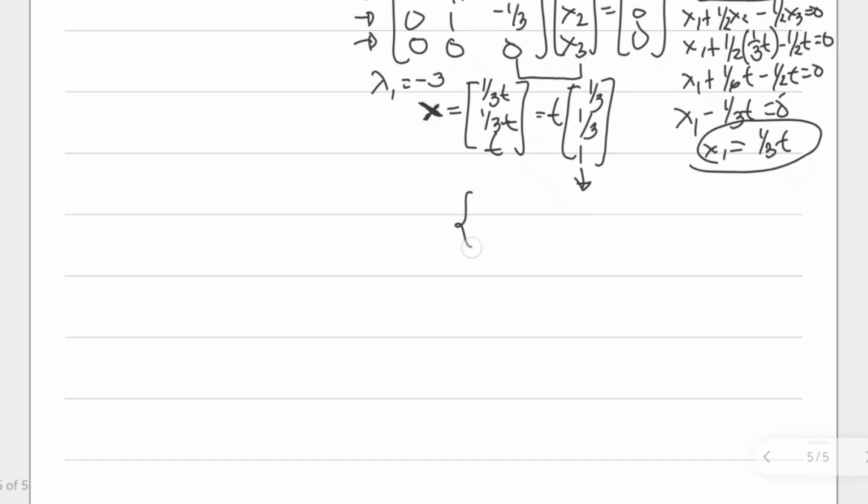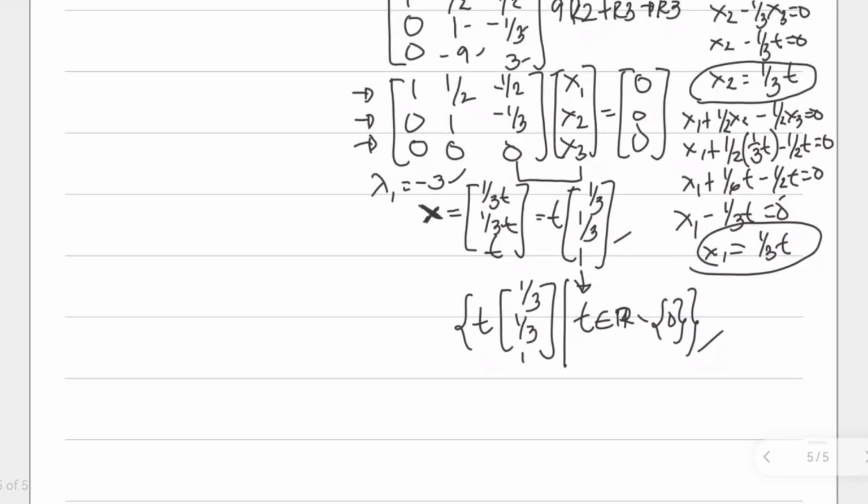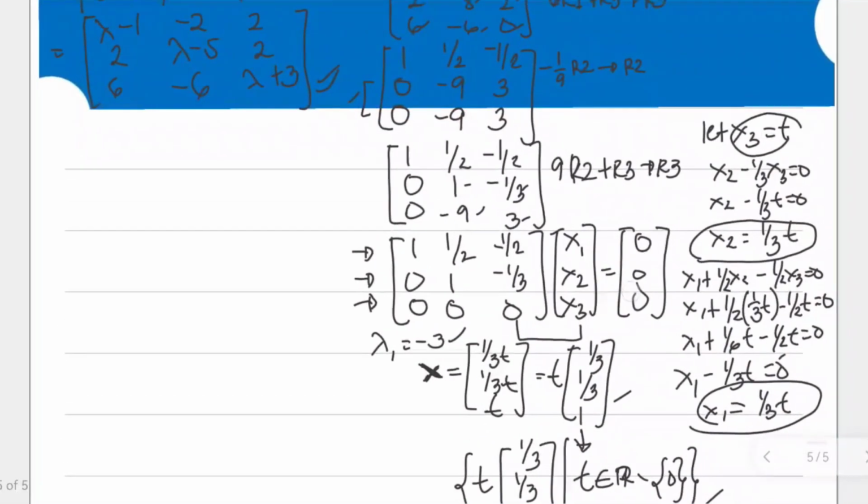In short, our eigenspace here is the set of t times 1/3, 1/3, and 1, such that t is an element of R but not an element of a set containing 0. Eigenspace, eigenvector for this eigenvalue. So we only have one eigenvector here, even if our eigenvalue is with multiplicity of 2.